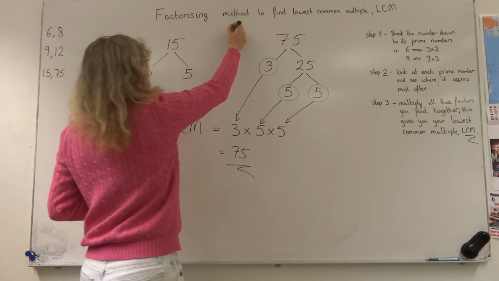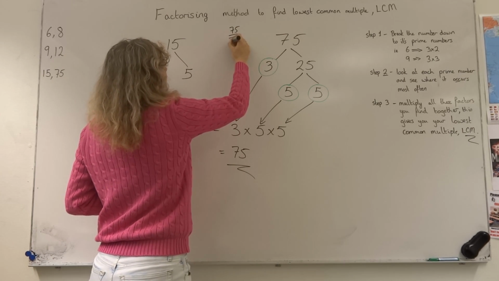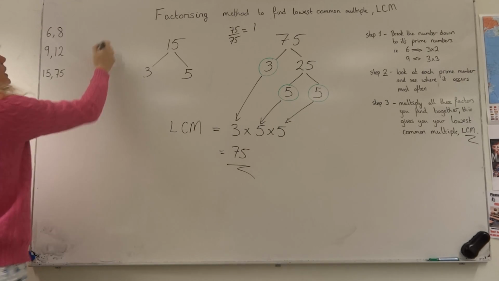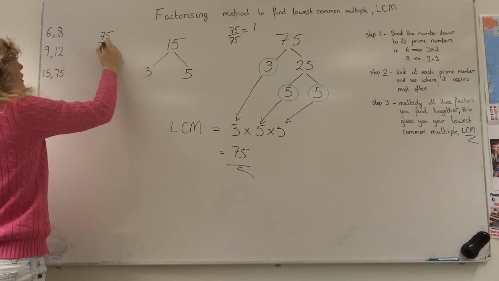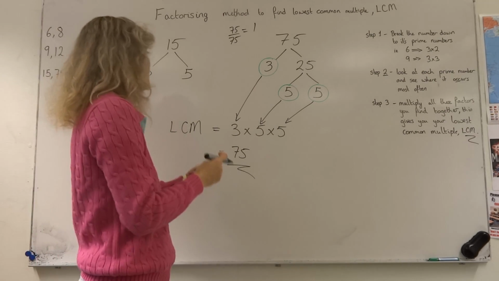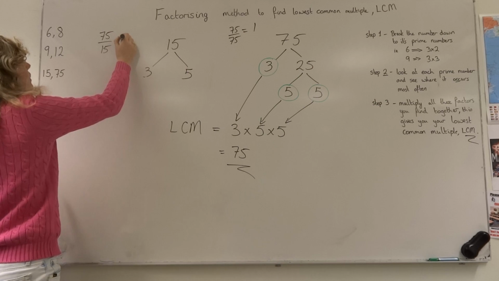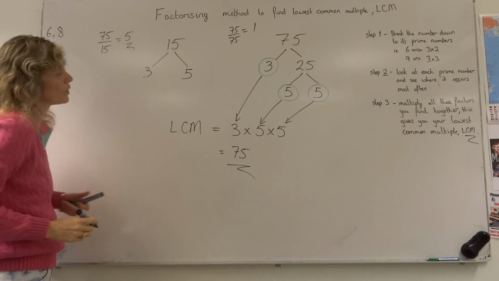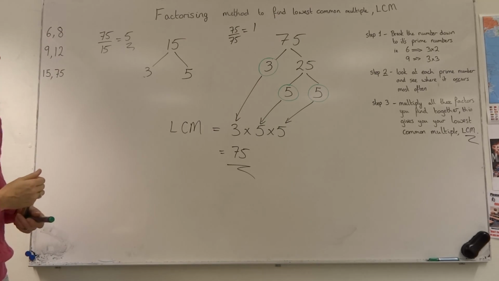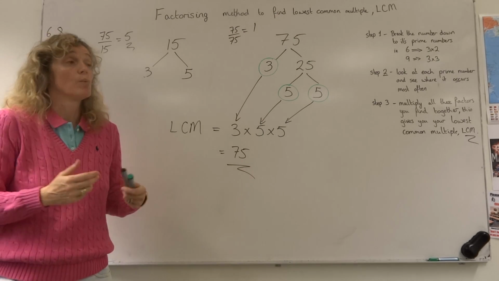Of course, 75 divided by 75 is 1. 75 divided by 15: 15, 30, 45, 60, 75, 5 times. So that's the technique for lowest common multiple, and I'll show you a little bit trickier ones in the next video.